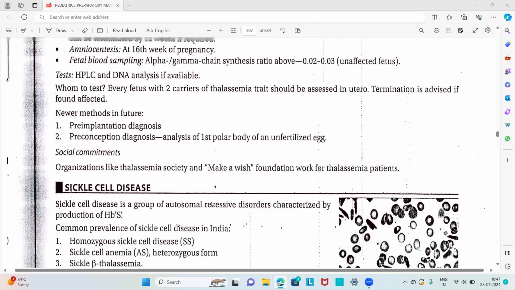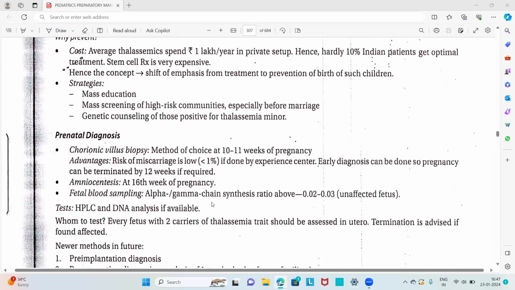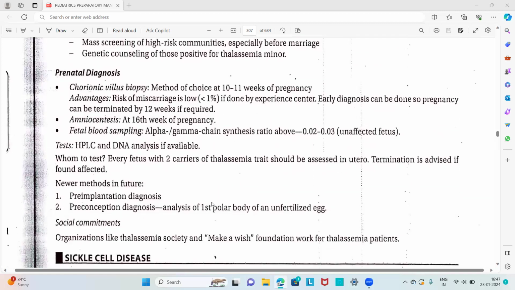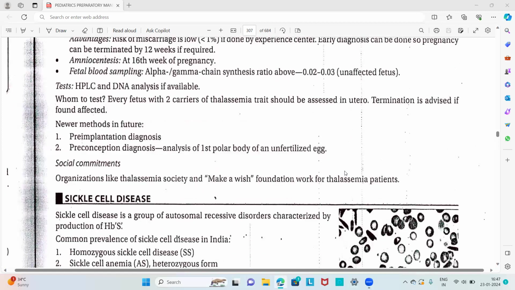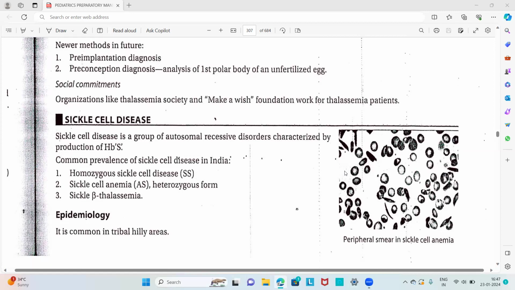So that is all regarding thalassemia. The prenatal diagnosis is by chorionic villus sampling, amniocentesis and fetal blood sampling, with HPLC and DNA analysis. And every fetus with two carriers of thalassemia trait should be assessed in utero. And if it is found affected, we have to terminate that pregnancy. So that is all regarding thalassemia: introduction, pathophysiology, classification, investigations, management, that is treatment options.